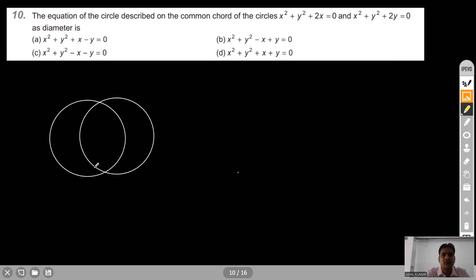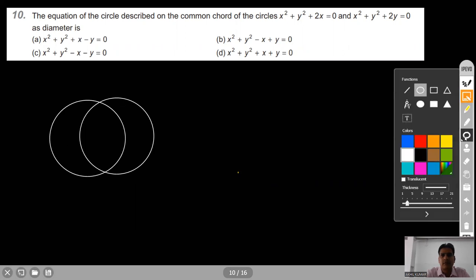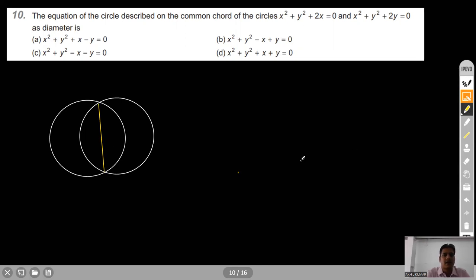So here it is, one circle is given. This one is our second circle, and the common chord, there will be one common chord also, right? This will be our common chord. Common chord means join the point of intersection of both these circles. Now the question is asking to write the equation of circle having this common chord as diameter. Means having this AB as diameter, we have to write the equation of the circle. Suppose I am taking this circle as C1, C2. It is given in the question itself. So we have to write the equation of that circle whose diameter is AB.